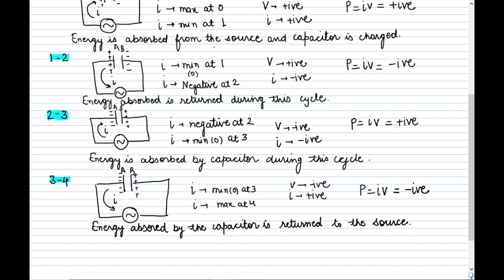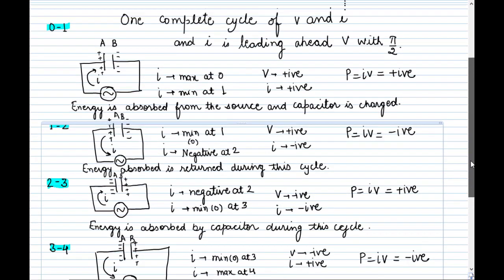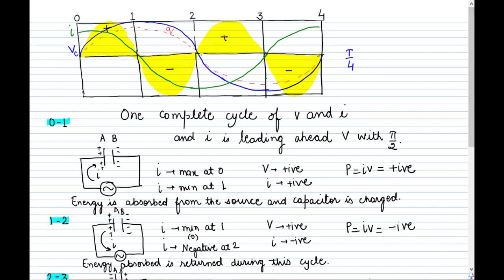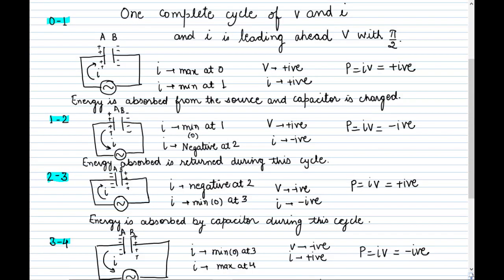So what we can see is that from 0 to 1 the energy is absorbed from the source by the capacitor. In cycle 1 to 2 it is again returned. From 2 to 3 the energy is again absorbed by the capacitor with the opposite polarity. And in the last cycle 3 to 4 the energy absorbed is returned to the source. So what we can say is that the net energy absorbed is 0. You have seen in all these 4 cycles how the charging and discharging of the capacitor takes place in the cycle, and this shows a complete cycle. This is a complete graphical and a complete mathematical representation of how the capacitor charging and discharging takes place. So that's all for today.